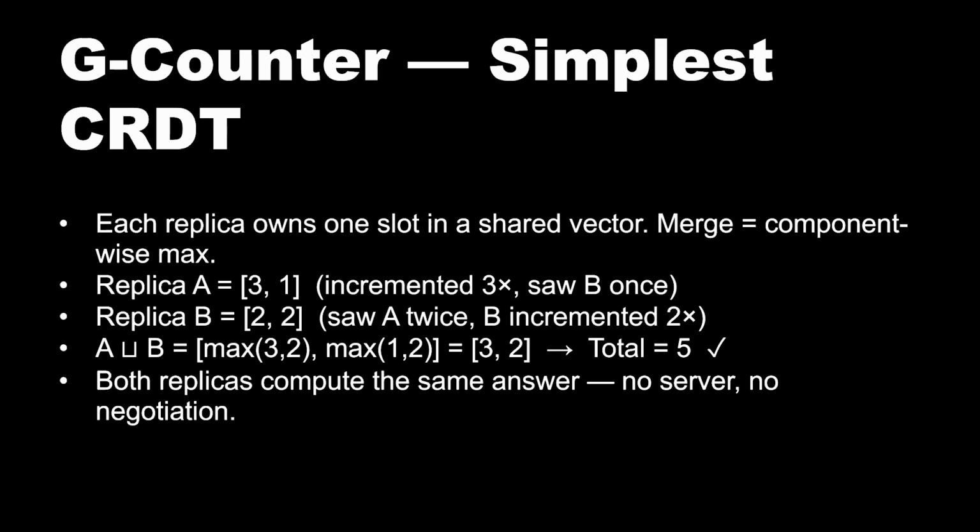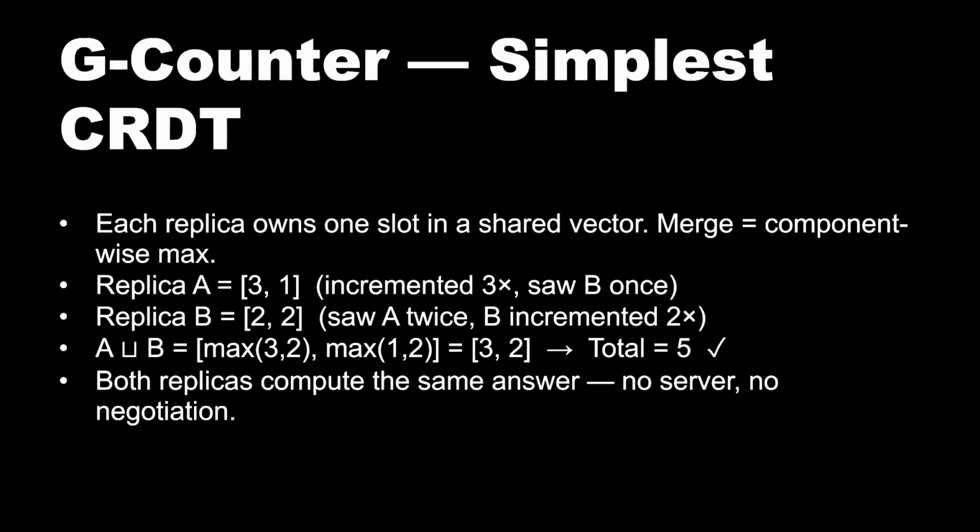Let's make this concrete. Meet the G counter, the simplest possible CRDT. Each replica owns one slot in a shared vector. Replica A owns slot 1, replica B owns slot 2. They go offline, they each increment independently.